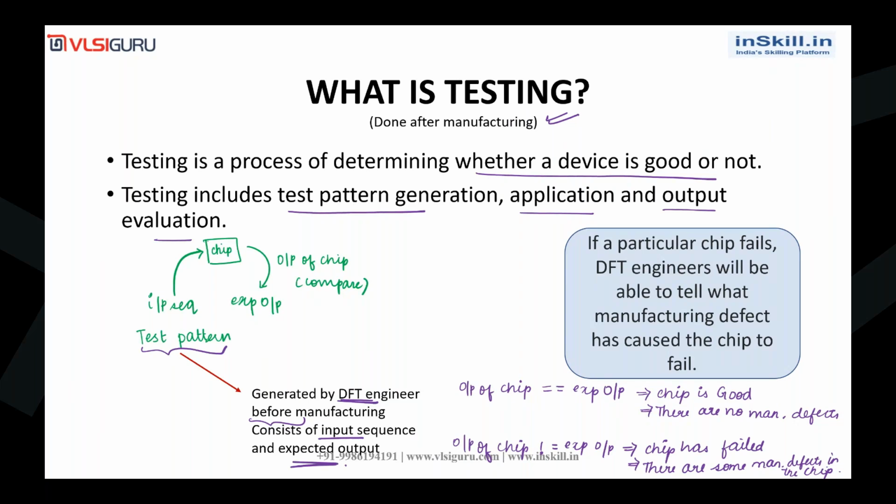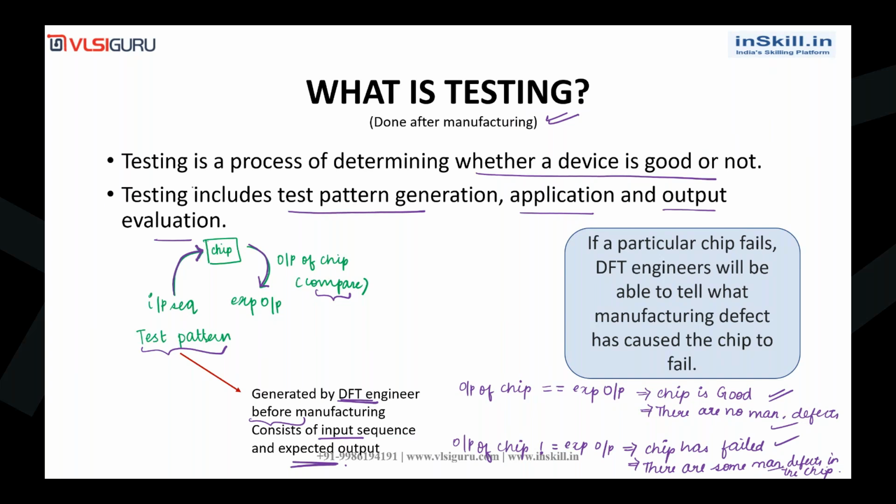Now this input sequence will be applied onto the chip, and then the output of the chip will be compared with the expected output. If the output of the chip is equal to the expected output, it means that the chip is good, which means there are no manufacturing defects in the chip. If the output of the chip is not equal to the expected output, it means that the chip has failed, which means there are some manufacturing defects in the chip.